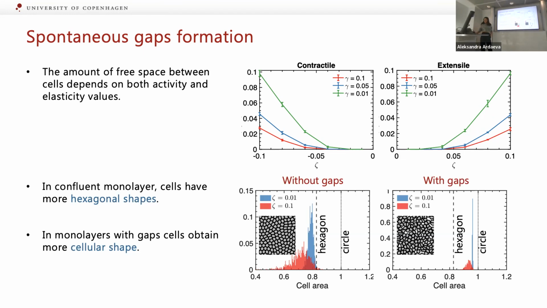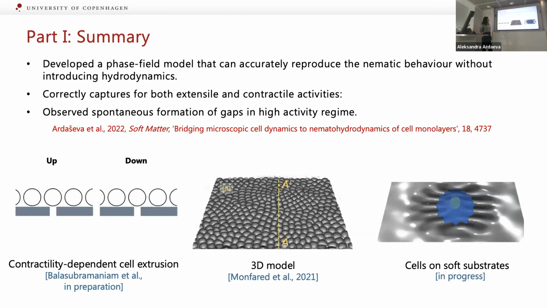Yeah. So, to summarize, the point of this part was just to introduce the framework. We have developed a very detailed model where we know what happens at the interface of the cell. Our model is the most simple we can get in order to reproduce the active nematic continuum theory. We more or less capture well the behavior for both extensile and contractile systems, and we also observe spontaneous formation of gaps, which we did not expect. And we can further use this model to do some further studies and applications to biological problems.